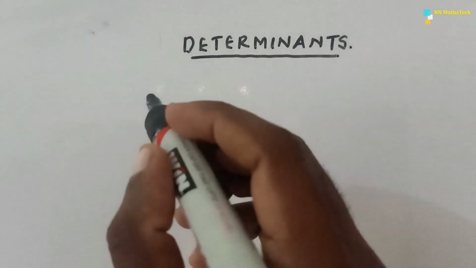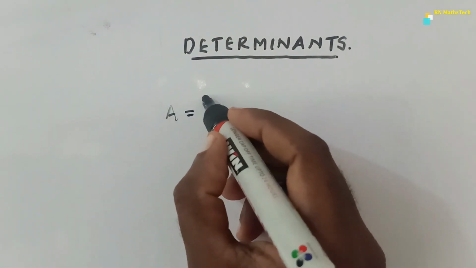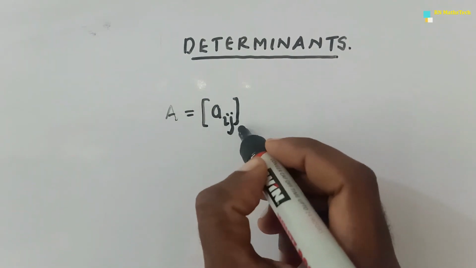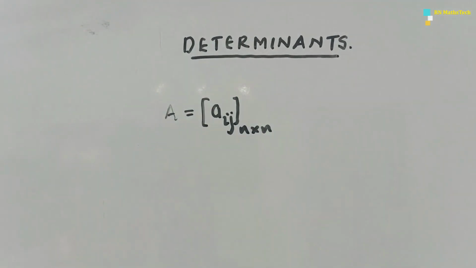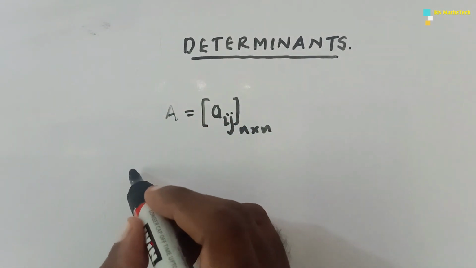For every square matrix, let capital A be equal to the matrix Aij of order n by n. Capital A is a square matrix. We can associate a number, either real or complex, called the determinant of the square matrix A. That is denoted by determinant of A.